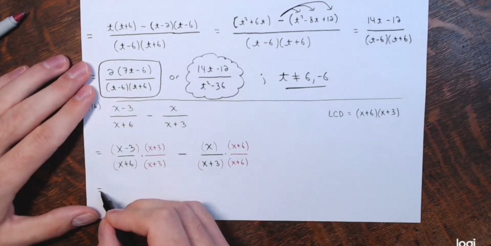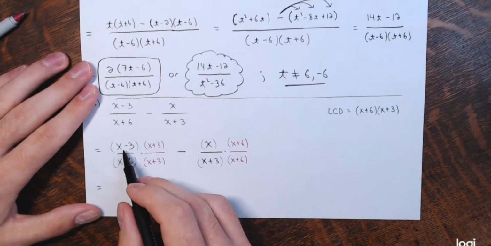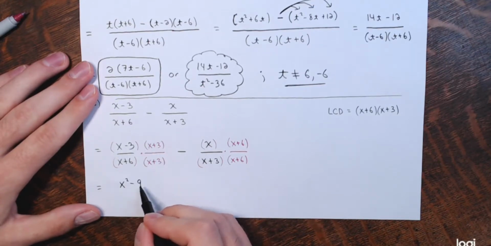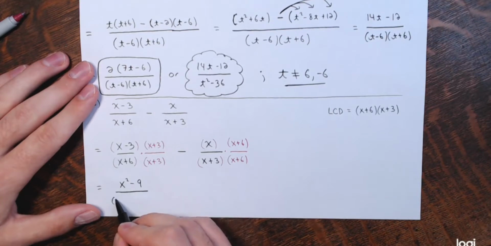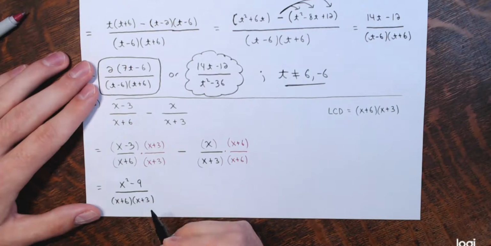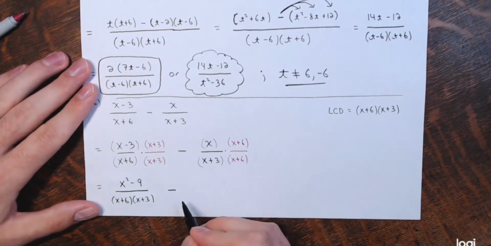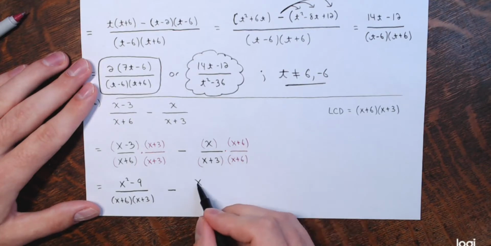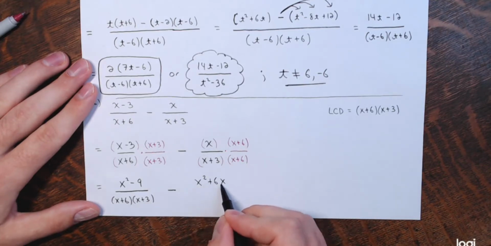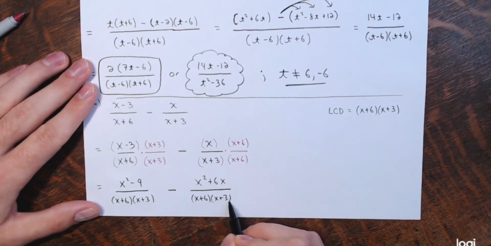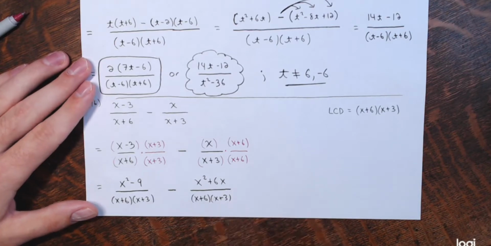Alright, so again, I'll just keep them separate for right now. The first numerator would be x squared minus 9 divided by x plus 6 times x plus 3, right? I'm always keeping the denominator factored. Minus this second numerator would be x squared plus 6x over, and then again this LCD, x plus 6 times x plus 3. Same two factors, doesn't matter what order you put them in.